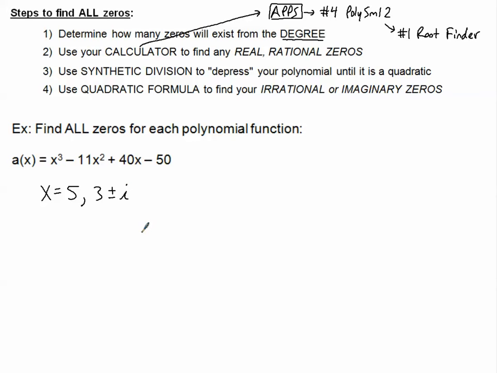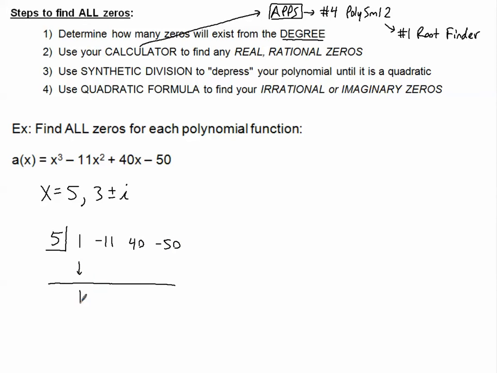Now here's the deal. I need for you to prove that this is correct. Obviously only one of these answers is real. We're going to prove that this answer is real by using synthetic division. I'm going to put the 5 that the calculator has already said is a solution into our synthetic division. So my coefficients again were 1, negative 11, 40, and negative 50. And let's do our synthetic division.